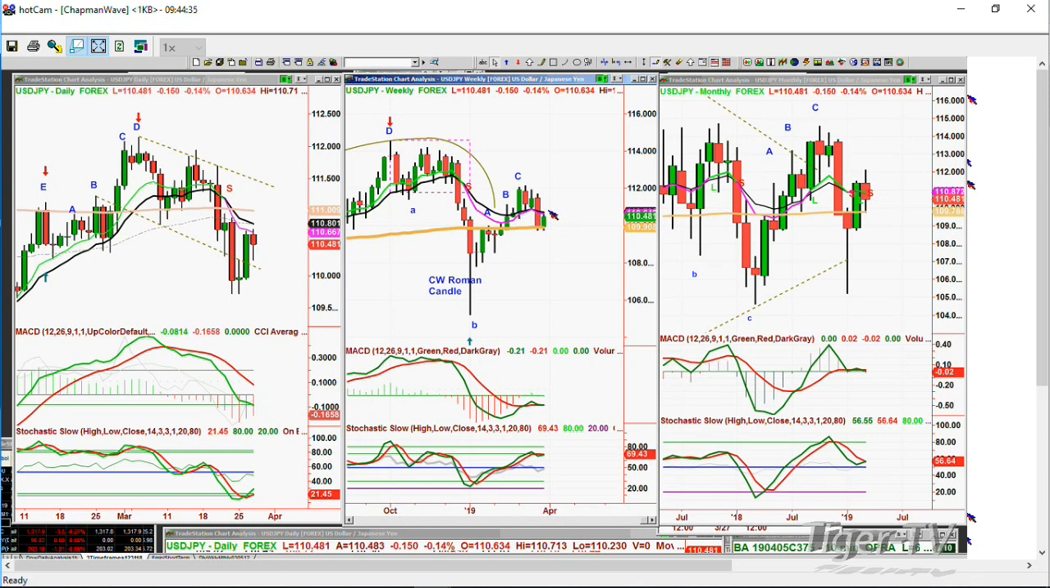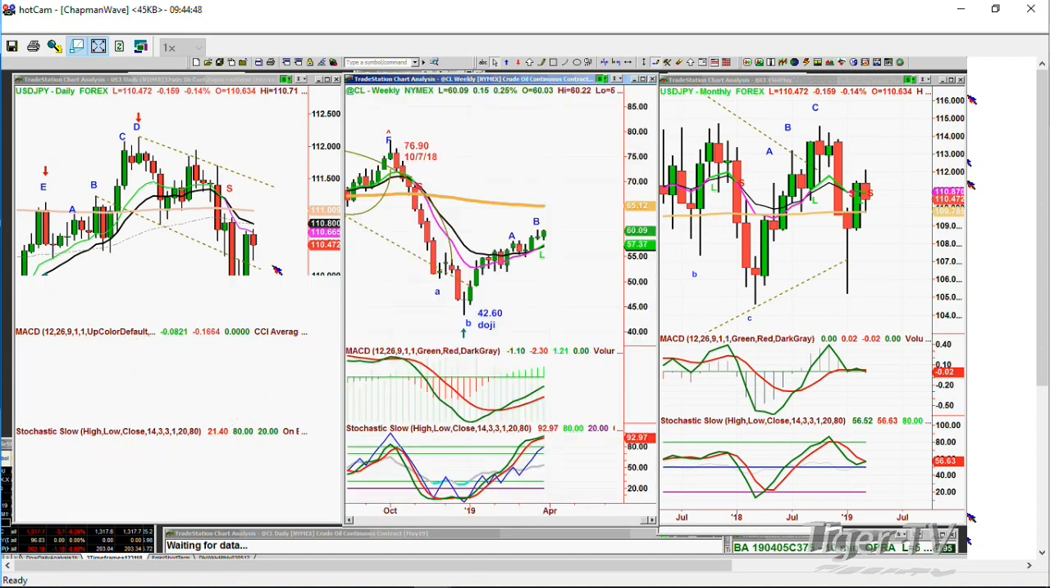And it's trying to get above the moving averages there. That's why I use it. It's just not like it's the Holy Grail. It is just another tool. Okay, I wanted to show you, I was about to go to crude oil. Crude oil, I was looking for a leg D in crude oil.